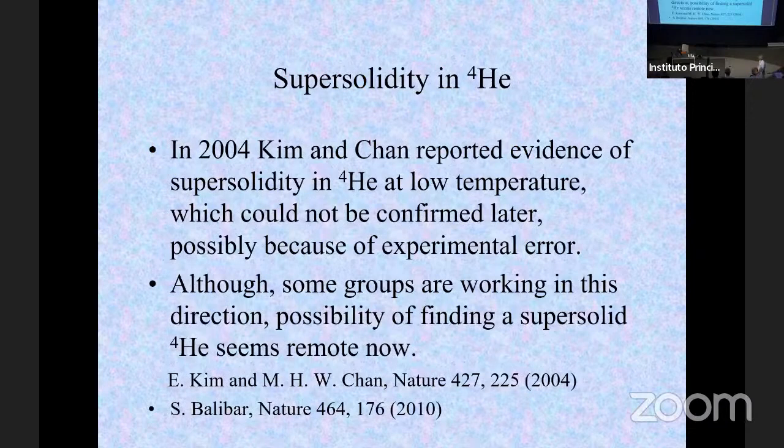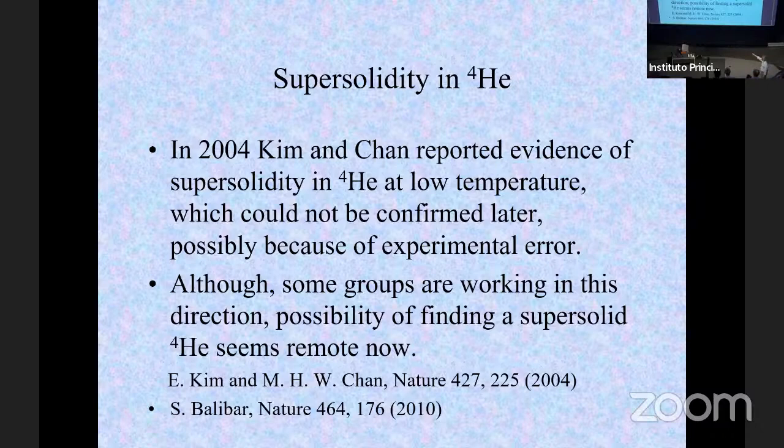Something should be able to move. But if it is in a trapped system, there are other ways to check this movement in case of mean field calculation. In 2004, Kim and Chan published a paper where they reported supersolidity of helium-4, but which could not be repeated, maybe because of some experimental error or other thing. Some groups are working in this direction, but the possibility of finding a supersolid helium-4 seems remote. But it's not excluded. It's possible that there could be supersolidity in liquid helium-4.